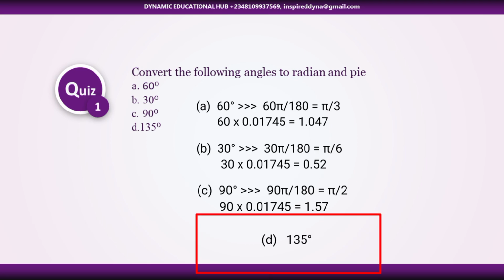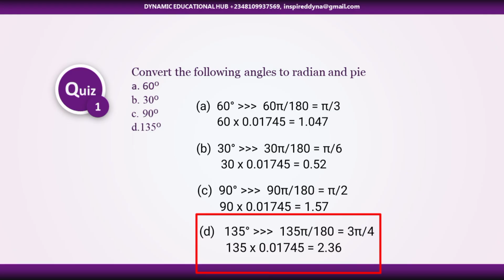Now to the last question, which is 135 degrees. So we have 135 pi over 180, and 135 divided by 45, that is 3, and 180 divided by 45, that is 4. So we have 3 pi over 4, and in radian we have 135 multiplied by 0.0175, and that is 2.36. Now we found the value of all these angles in radian, and in pi as well.